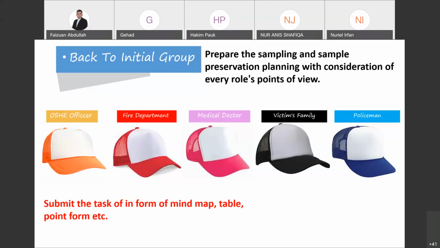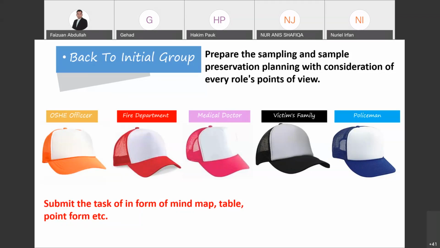What about the policeman? The policeman's point of view is always about the crime. Maybe someone burned the hospital. What sample should you take to know that someone has burned the hospital? Or maybe there was a sudden act, or a plan made previously, to burn the hospital. Maybe you can take a sample directly, you can check the CCTV and so on. You just think it by yourself.